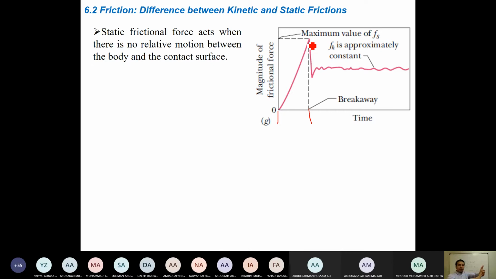So you are increasing your force, but the object doesn't go. It is still staying at rest. So this entire line from zero until this maximum point, that is the maximum static friction.